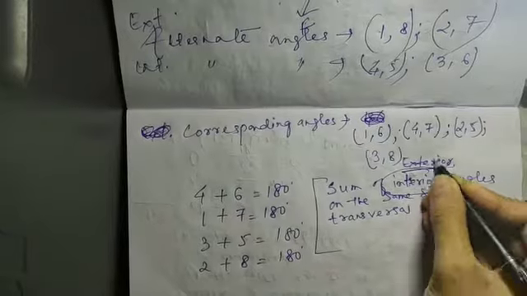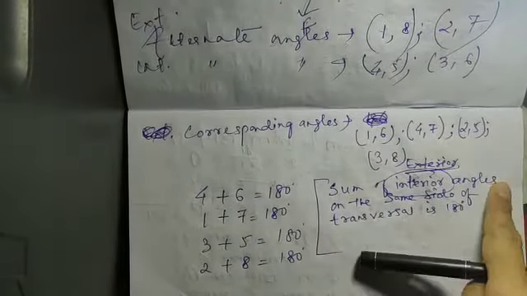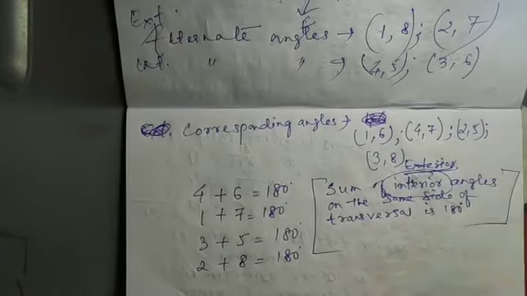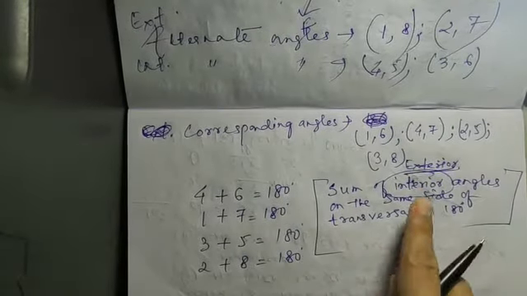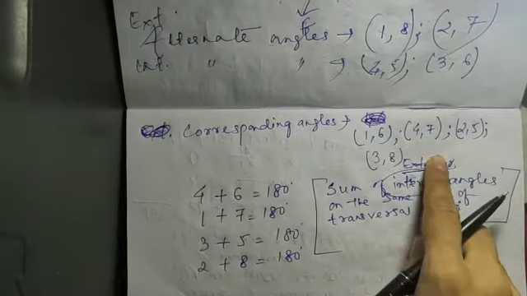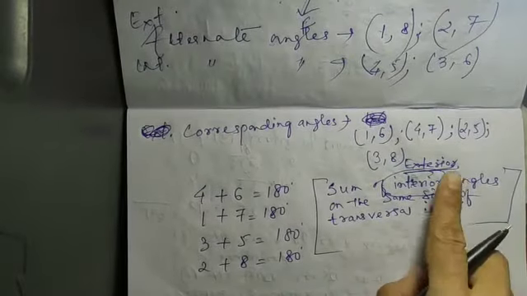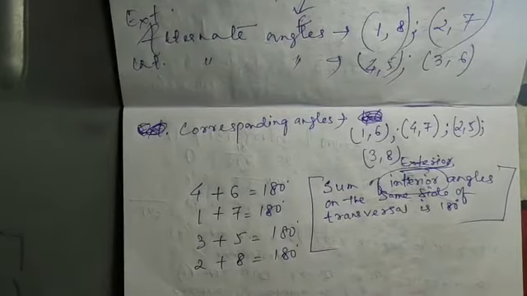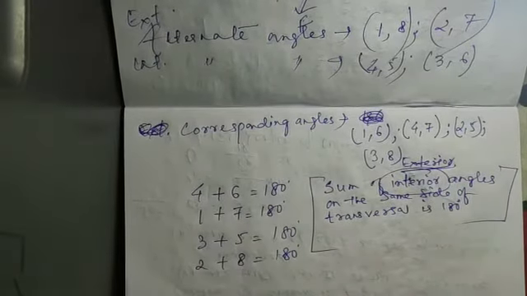In place of interior, it can be exterior. The sum of exterior angles on the same side of the transversal is also 180 degrees. Maybe interior, maybe exterior, but if interior, then both should be interior. If exterior, then both should be exterior. But both the interior or exterior should be on the same side of the transversal. Remember that. Then only the sum is 180 degrees.